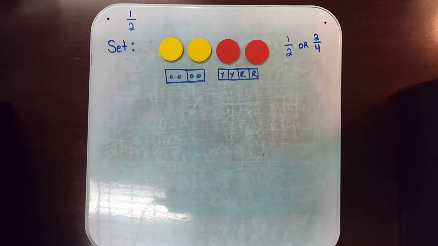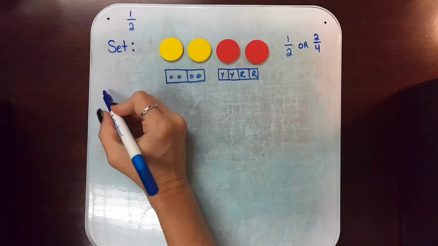Set models can really be any type of manipulative. Color tiles, the 2 color counters, colored centimeter cubes, unifix cubes, all of those type of manipulatives could be used to create fractions using a set model, okay?